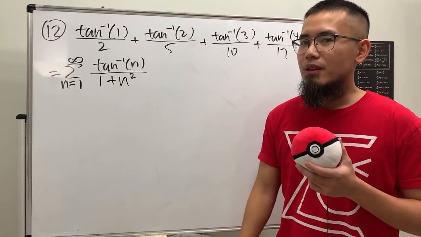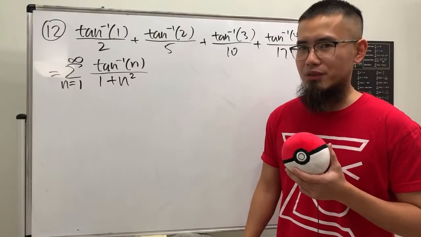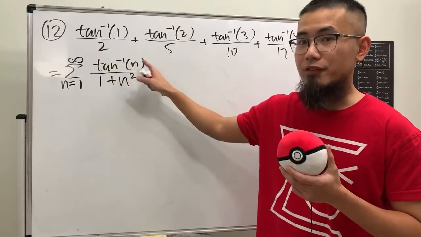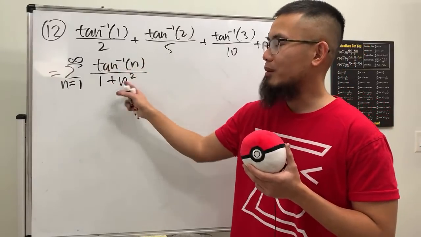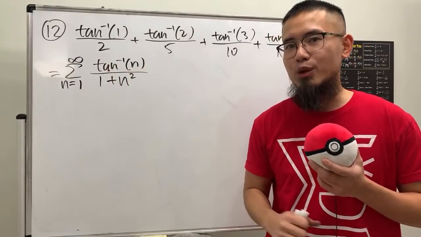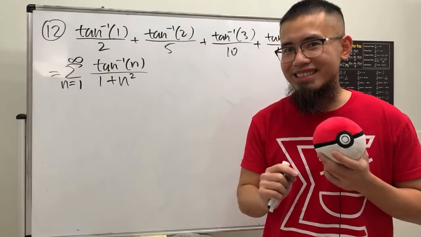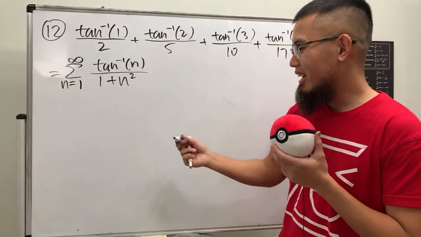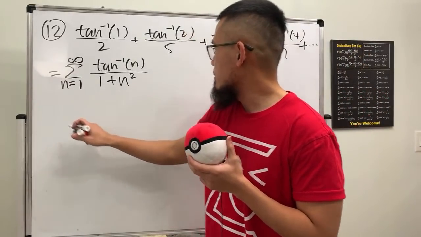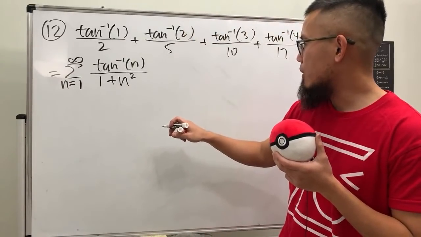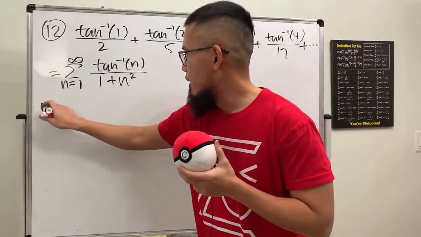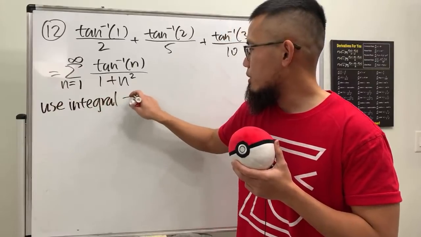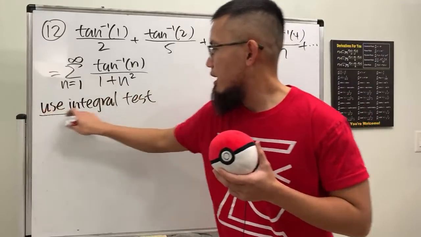Now, how can we test out if this right here converges or not? Well, imagine we have inverse tangent of x over 1 plus x squared. Can we integrate that? Yes. So that's actually doable. Therefore, we are just going to use the integral test, right? So based on this, I'll just write it down here. We'll use the integral test.